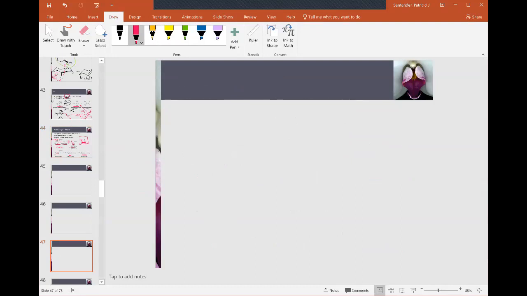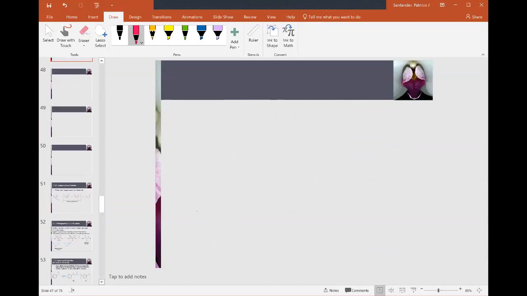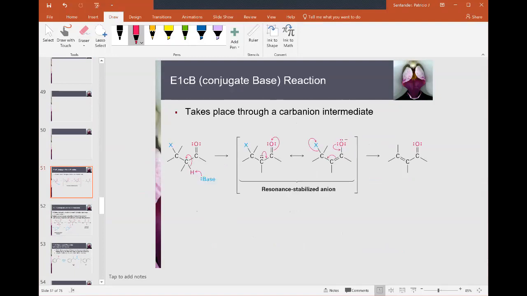And let me see what else we have here. Yes. So the next kind of elimination reaction we have is the one that we call E1CB. E1CB is a conjugate base. So here, in some way, this is like the opposite to the simple E1, because here we have abstraction of a proton, instead of in the E1, where it was first departure of the leaving group. Here the base abstracts the proton and generates a carbanion. You have a negative charge there.